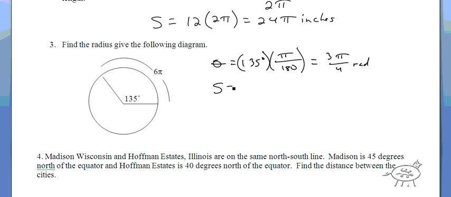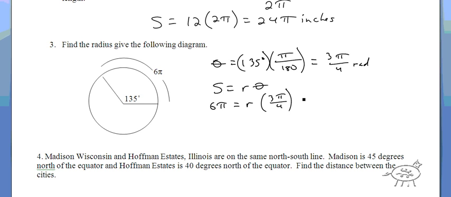Okay, so our equation is S equals R theta. And that's a good thing. Whenever you see something with arc length, just write the equation down. S equals R theta. It really helps out a lot. All right? And I'm giving you the arc length. So 6 pi is S. And I'm looking for the value R. And theta is 3 pi over 4.